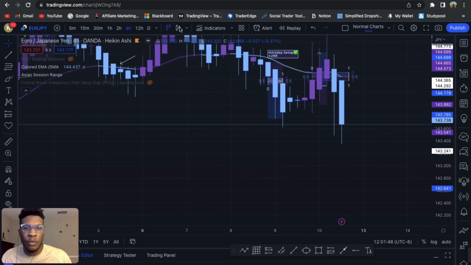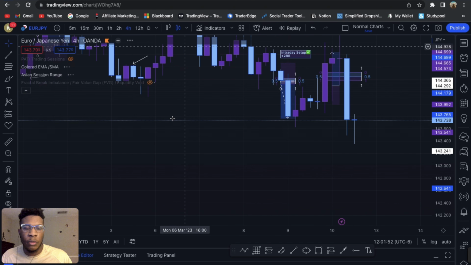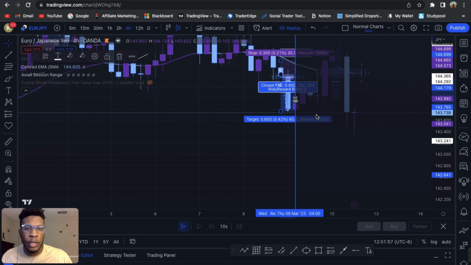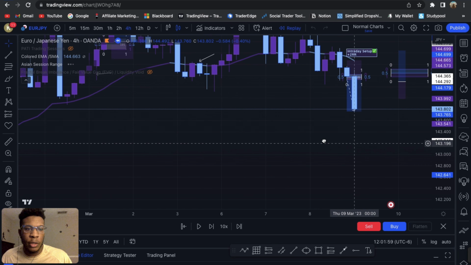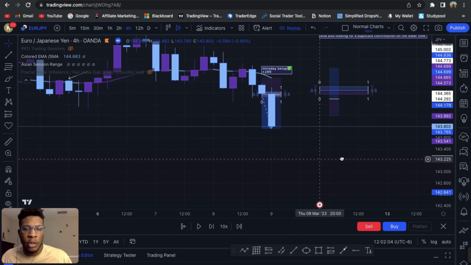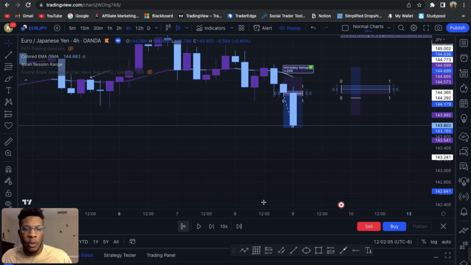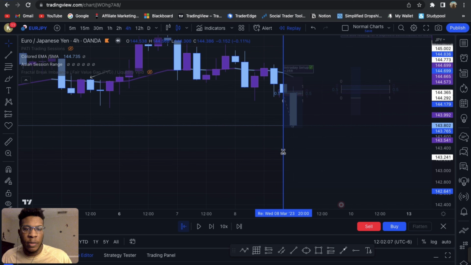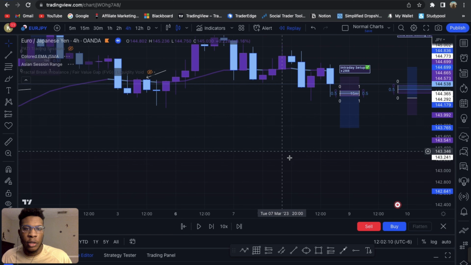Let me just do bar replay mode. Right here, let's just do bar replay. Right there. So this was the trade. It was a simple 2-to-1 trade, 30 pip stop loss, 60 pip TP. So we can back this up a little bit more, kind of show you what I see in the trade.